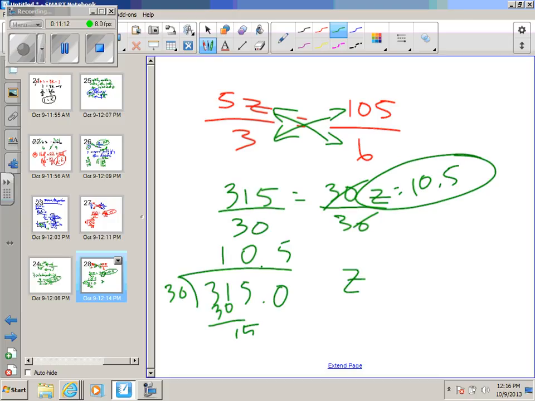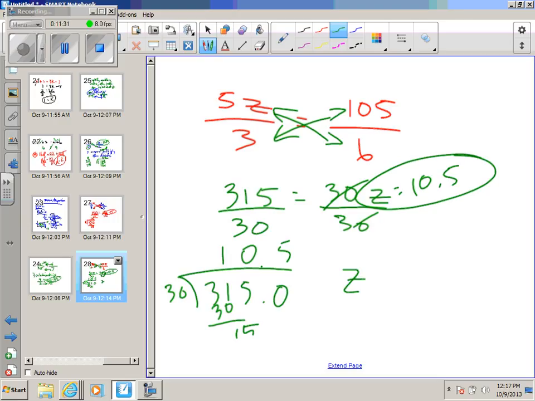Wait a second. How can we have a decimal in the fraction? They're not fractions. It's a ratio. So it's 2 different values. Plus, when you multiply the 5 times the 10.5, you know. Okay, any questions?